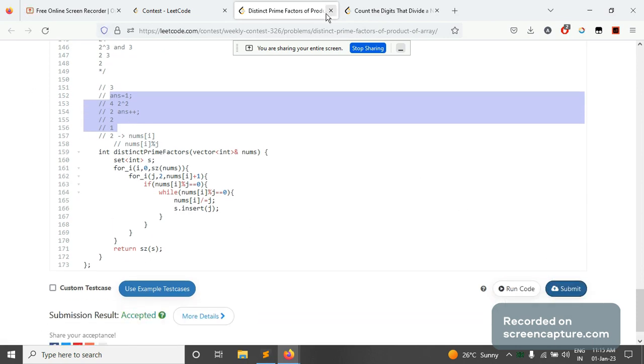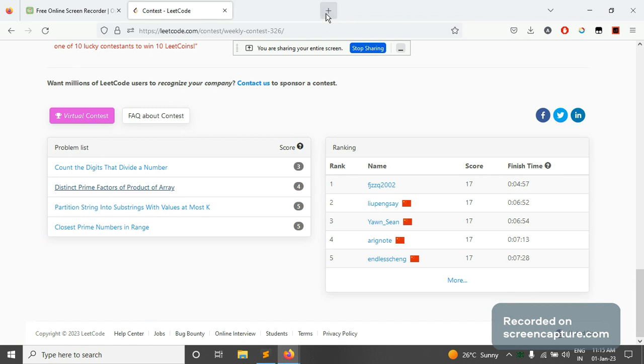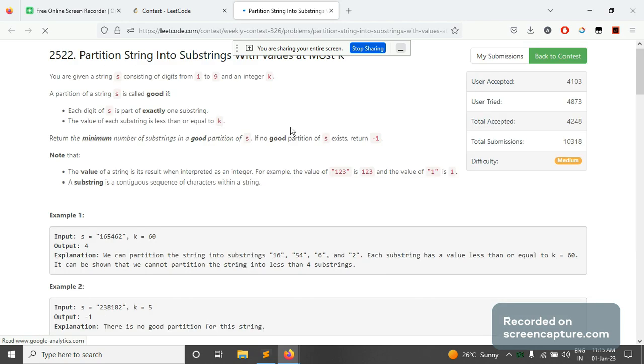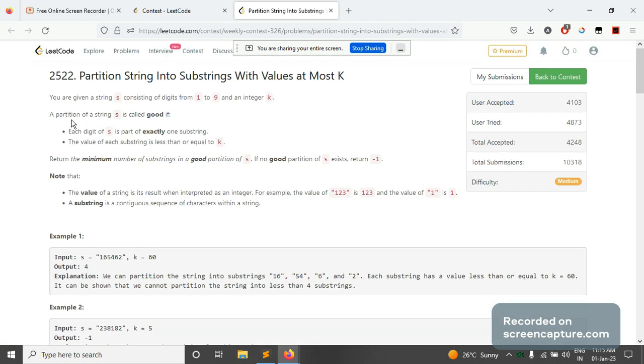Yeah, see, it got accepted. So these are the first two questions. Let's move to the third one. That's a very nice question, you can say. You are given a string consisting of the digits from 1 to 9, and there's another number k. The partition of the string is called good if these two criteria get fulfilled.